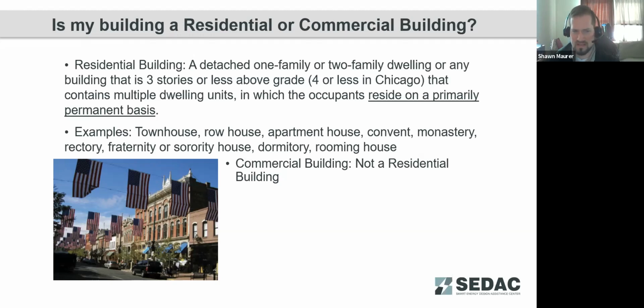So some examples: townhouses, row houses, apartments, single-family homes, as long as they are residential structures where people stay on a primarily permanent basis. So we're excluding hotels and motels, where people are there on a temporary basis. And if you're under that three or four story requirement, then your building qualifies as a residential structure. Otherwise, it is a commercial building.